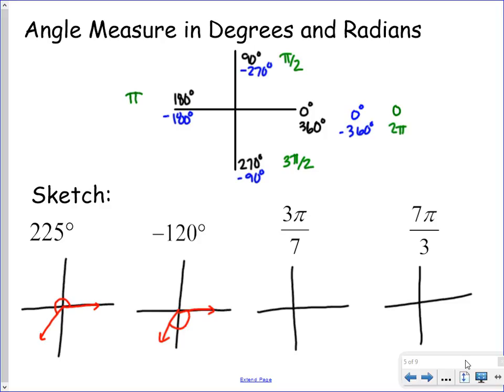Okay, if you want to check your first and second one, go ahead and do that, 225 and negative 120. Which quadrant do both of those angles lie in? Quadrant 3. Okay, so we can also identify the quadrant that they're in.